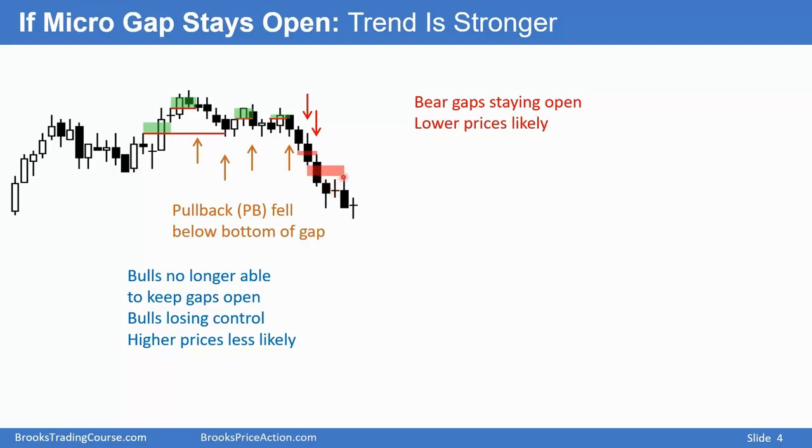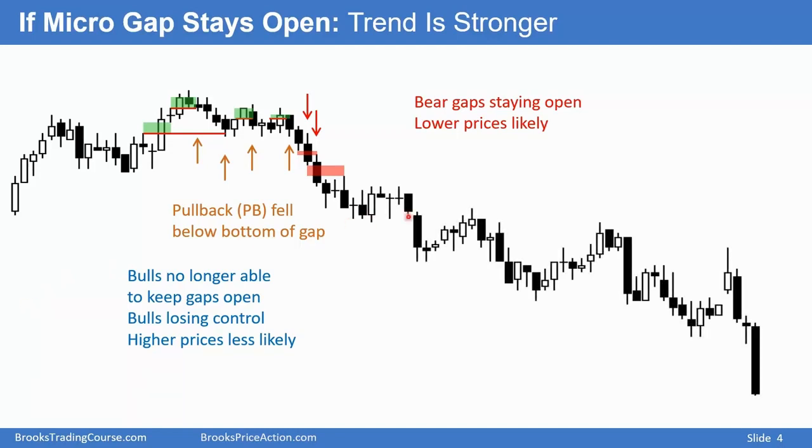We tried to close the gap here, but this pullback did not close the gap. The bear trend resumed. The open gap here increases the chances that we're going to go at least a little bit lower. In this particular case, we went a lot lower.